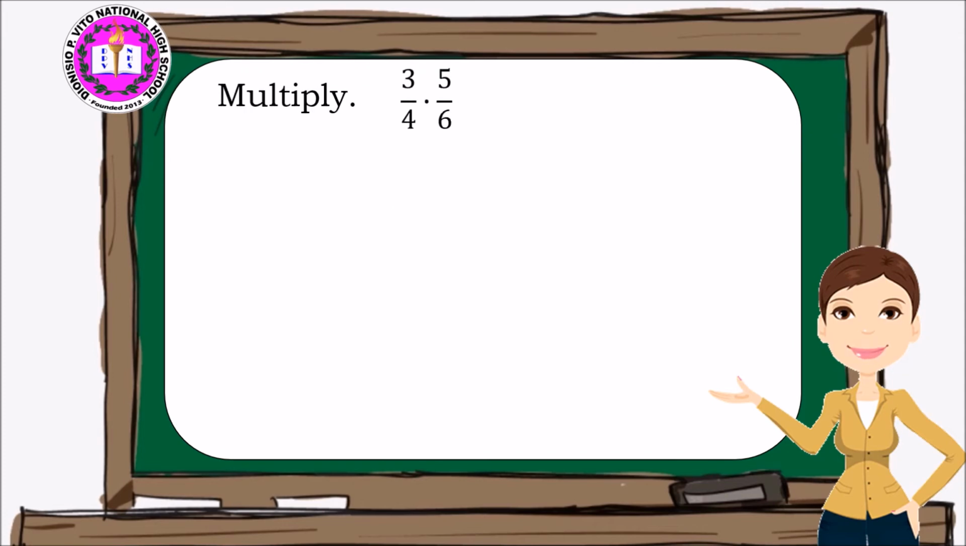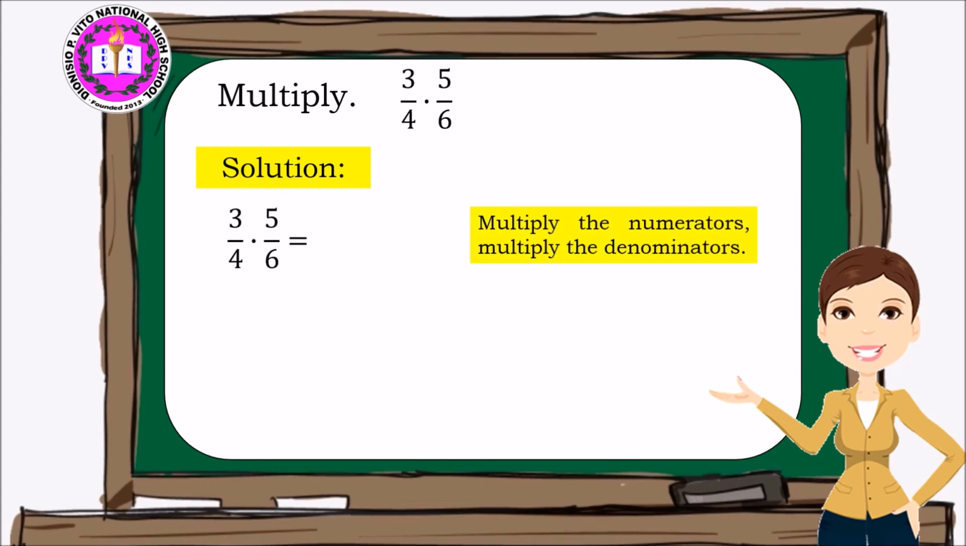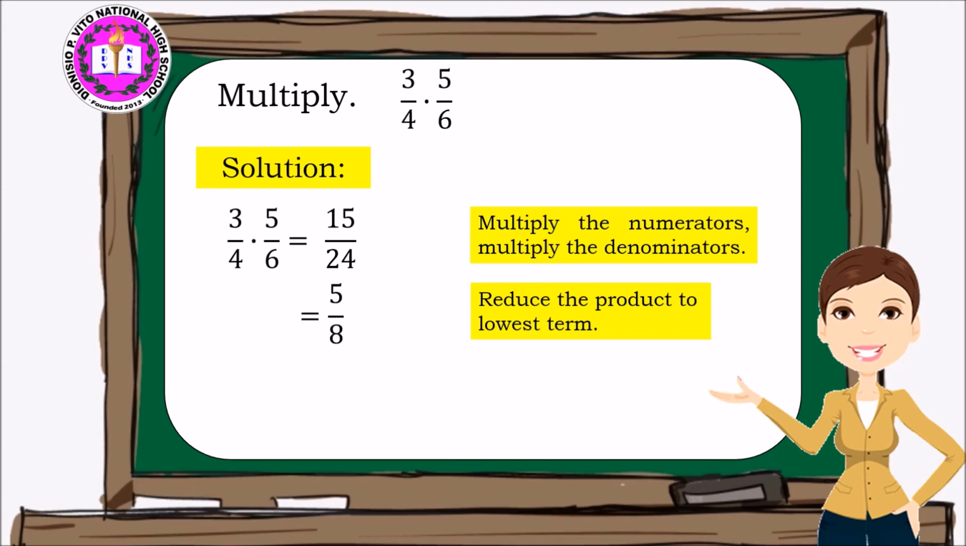For example, we're going to multiply 3 over 4 times 5 over 6. So, first, multiply the numerators, then multiply the denominators. So, I have 3 times 5 is equal to 15 over 4 times 6 is equal to 24. Then, reduce the product to lowest term. So, we have 15 over 24 is equal to 5 over 8. Therefore, 3 over 4 times 5 over 6 is equal to 5 over 8.